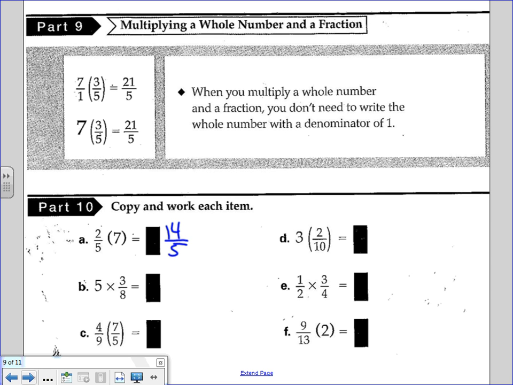Same thing, 5 times 3/8. I just need to take the 5. Remember, that's really 5 over 1. So I take 5 times 3, get the 15. Because it's 5 over 1, 1 times 8 is 8.